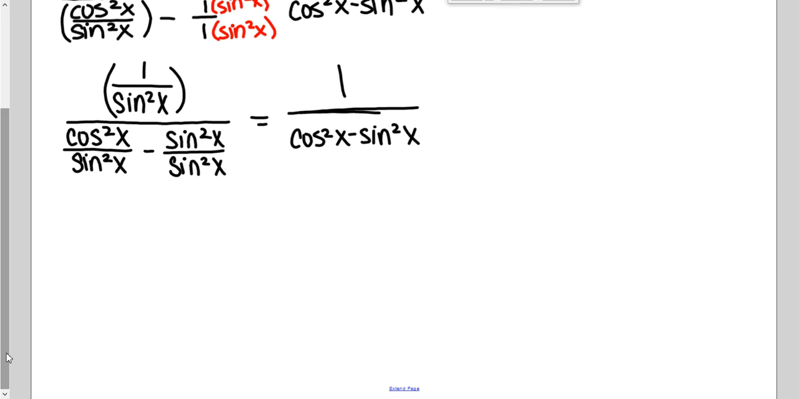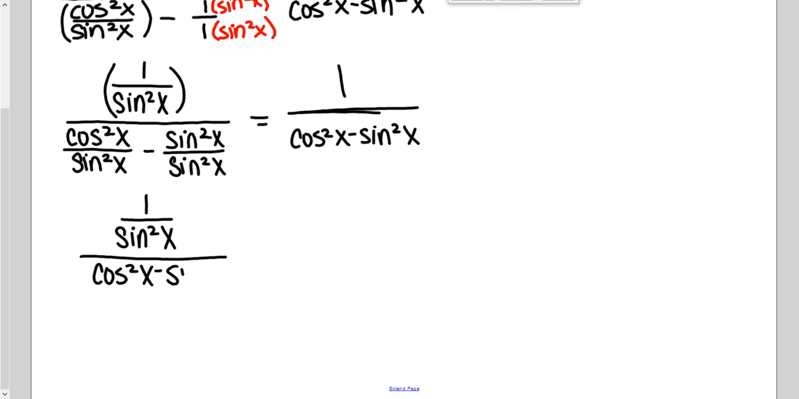I have common denominators. I have this denominator here and this denominator here. They're the exact same thing, which means I can rewrite this as a single fraction. Keep in mind, we're going to keep, change, flip because we have a fraction divided by a fraction. You cannot keep, change, flip until you have just a single fraction.